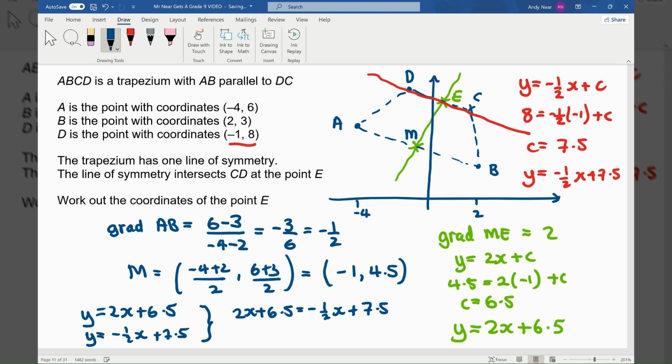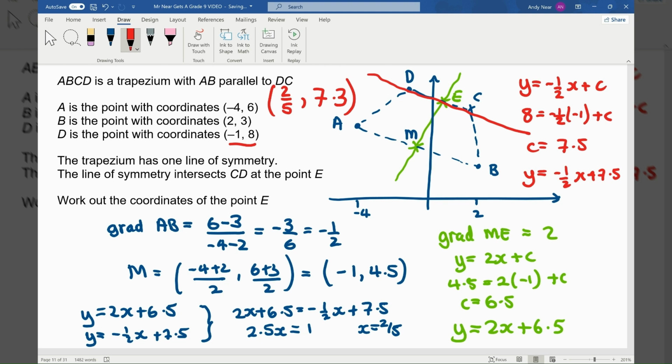And if I add half an x to both sides, I would get 2.5x. If I take the 6.5 away from both sides, I get to 1, and I find that x is equal to 2/5. If x is equal to 2/5, y is equal to 7.3, and so the final answer, which I'll write up here, is that x is equal to 2/5 and y is equal to 7.3. If you use fractions for both, decimals for both, or a mixture, that is fine.